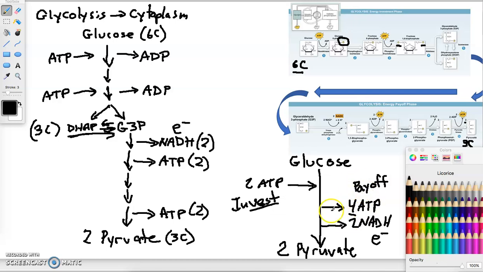So we can go back to our sort of catalog of the numbers here when we're marking down how much of each one. We can see 4 ATP, 2 NADH, that is in our payoff. So it's a grand total of 2 ATP and 2 NADH. Remember, those are the electron carriers. Okay, I hope this helps.